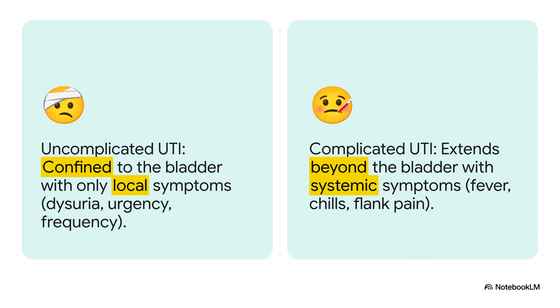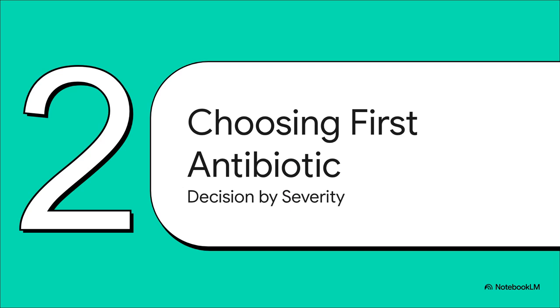So what are you looking for? The key indicators are those systemic symptoms: fever, chills, flank pain. If the symptoms are purely local, it's uncomplicated. Simple as that.